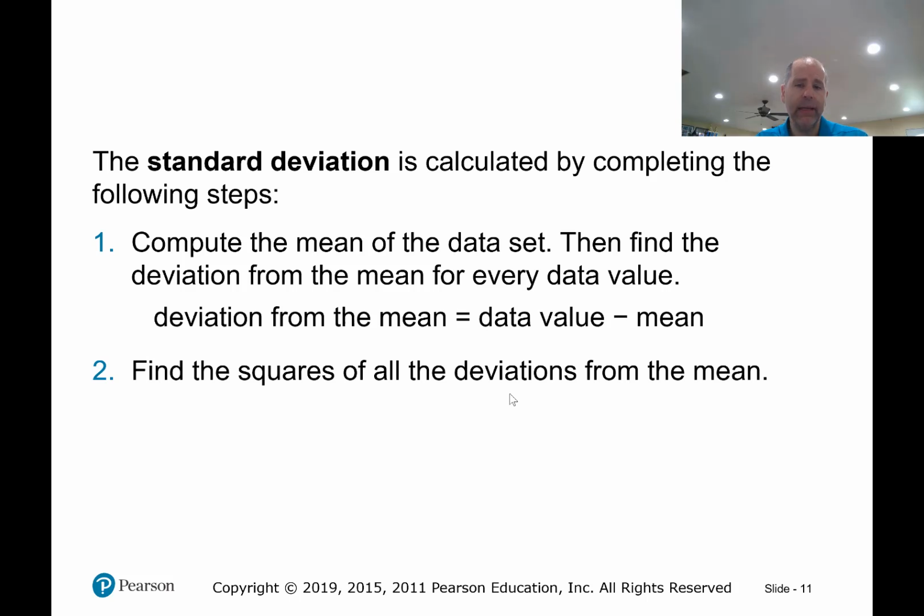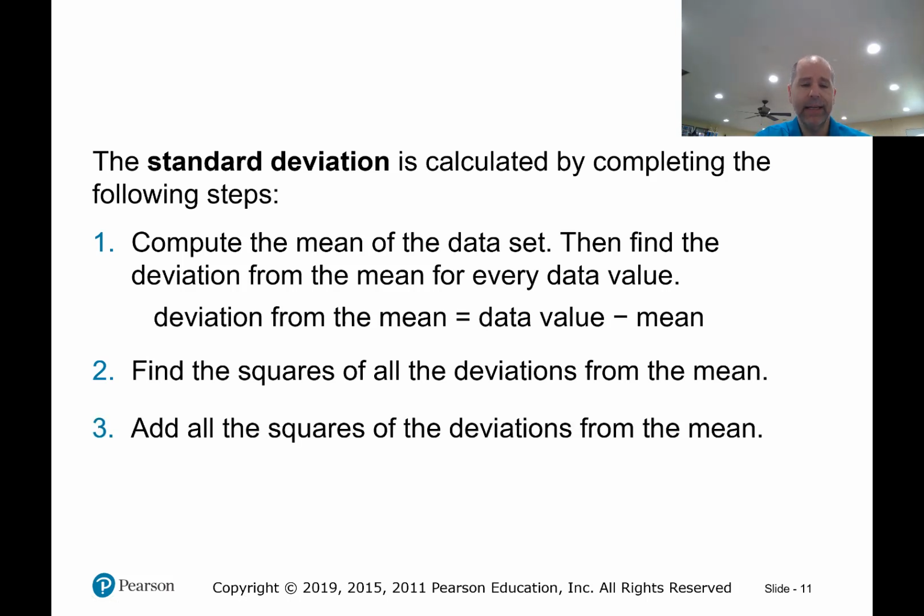So to avoid that, one of the options is we could square them all, right? If we square a negative number, it becomes positive. So if we square all of the deviations, that gives us all positive numbers, which is what we want. So step number 2 is we're going to find the squares of all of the deviations from the mean, from step 1.